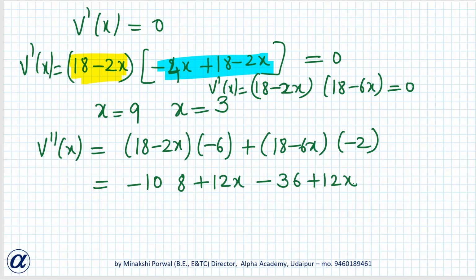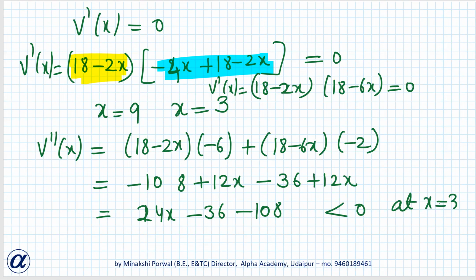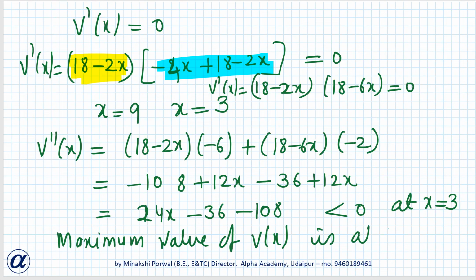So when x will be equal to 3, it is 12x plus 12x, 24x minus 36 minus 108. When x is equal to 3, it is 72 minus 36 minus 108, which will be less than 0 at x equals 3. That means the maximum value of v(x) is at x equals 3.